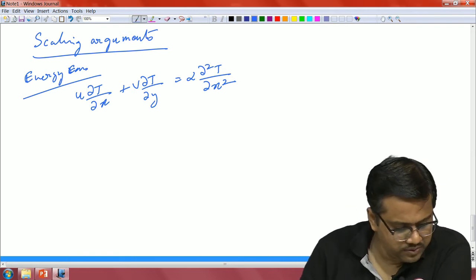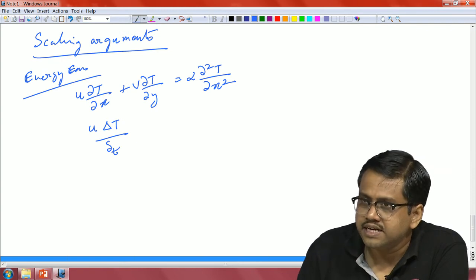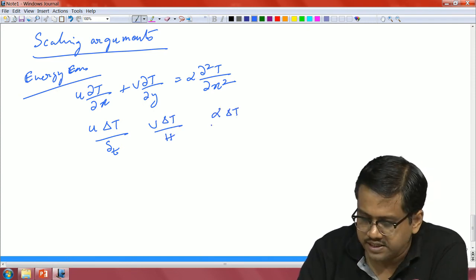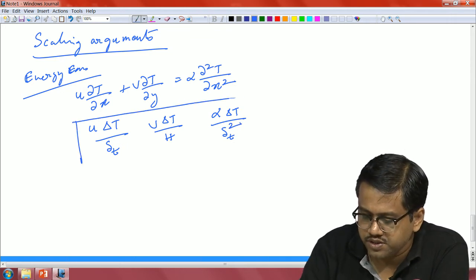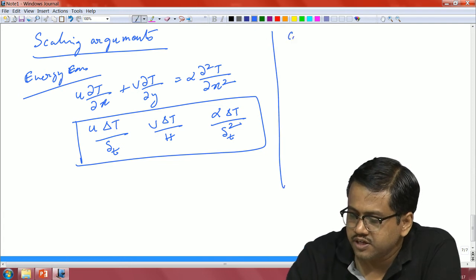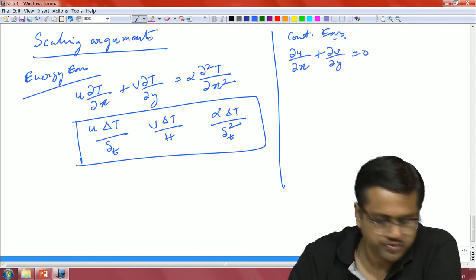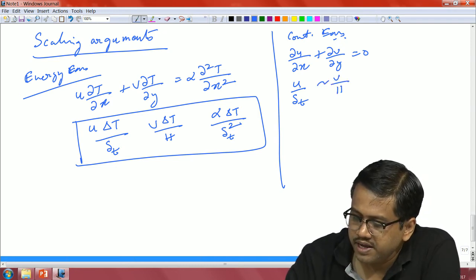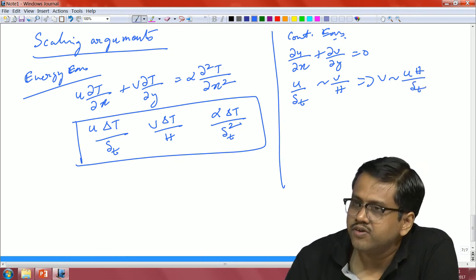Now, of course, delta T is given by that delta T. x scales as delta T, that we have already shown earlier, v scales as delta T by h. These are the three expressions that you get. Got it? So, that is the first thing, the continuity equation. Therefore du/dx plus dv/dy equal to 0. So, this is given by u/delta T scales as v/h.